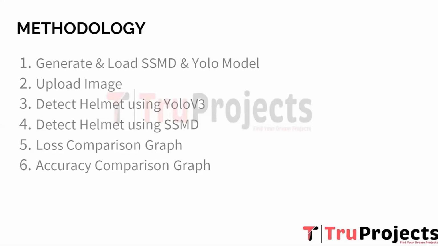Fourth, detect helmet using SSD. Similarly, the SSD model processes the uploaded image and performs helmet detection using Single Shot Multi-Box Detection. So here we are talking about SSD. In this, the model predicts bounding boxes and class probabilities for potential objects, including helmets, in a single pass through the neural network. The SSD model output also provides the coordinates of the detected helmet bounding boxes and their confidence scores.